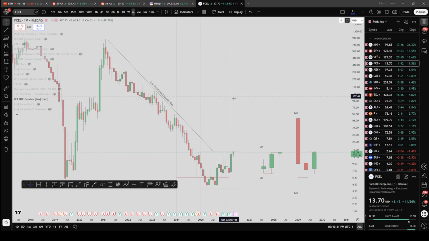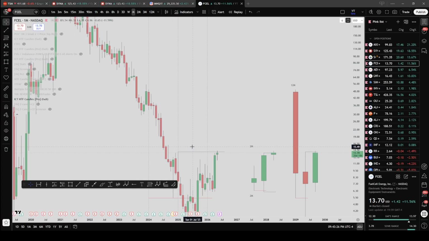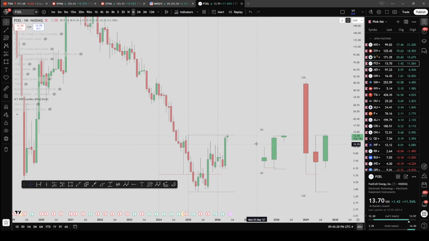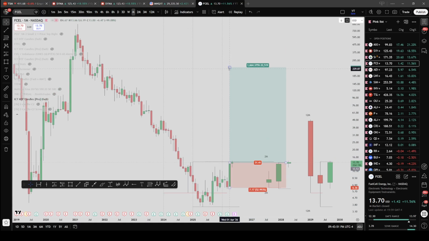Okay, so anyways, to go back to the yearly fractal on FCEL, if we get a May close outside of the 2025 highs, just like Synaptics, I will be longing with vengeance, right? Because the target, I mean, could you imagine? I highly doubt it's going to go to $800, but the target would be $50, right?